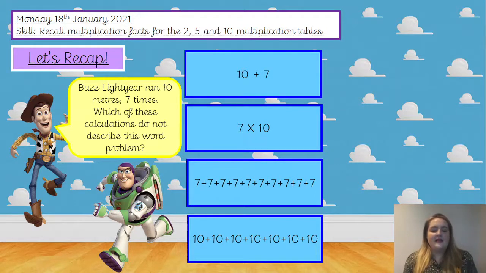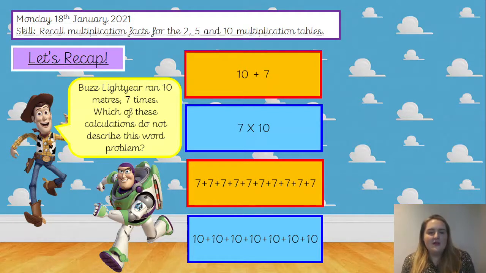Okay, which one do you think, Ben? So it is the first one. 10 add 7 doesn't describe the word problem and neither does the first repeated addition number sentence. So why do you think that is? I want you to tell the person next to you or share with your grown-up why it is that they do not match that word problem. Have a little discussion please and pause the video.